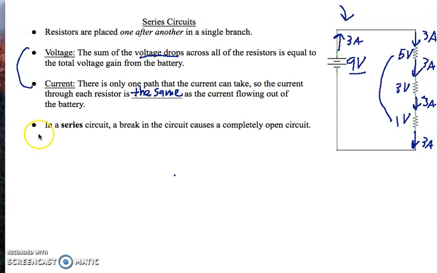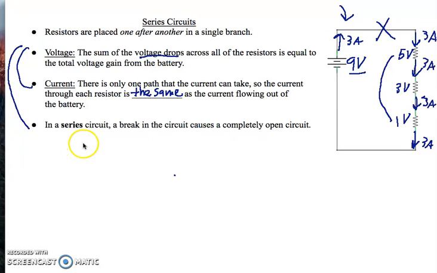And the last thing to keep in mind with a series circuit is if you have a break in the circuit, you have a completely open circuit. For example, if someone were to come along and just cut this part of the circuit, it's completely open. There's no path for electricity to flow because there's only one path. There's not multiple branches. So that's the idea with a series circuit: how the voltage and current behave, and if there's any interruption, it's completely open. There's no way current's going to flow.